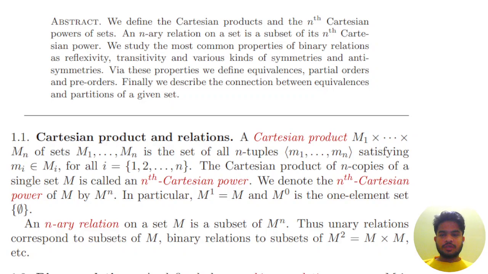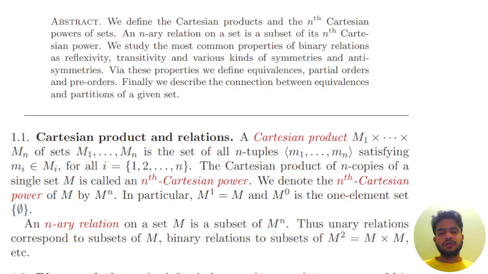Let us give an abstract of this presentation. We define the Cartesian products and the nth Cartesian power subsets. An n-ary relation on a set is a subset of the nth Cartesian power. We study the most common properties of binary relations such as reflexivity, transitivity, and various kinds of symmetries and antisymmetries. Via these properties, we define equivalence, partial order, and preorders. Finally, we describe the connection between equivalence and partitions of the given set.